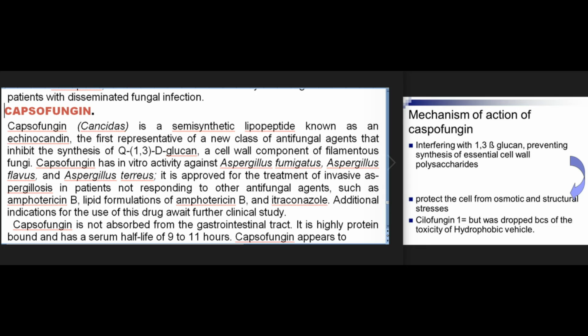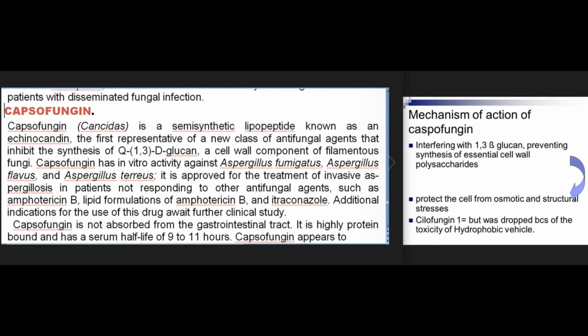Caspofungin. Caspofungin, Cancidas, is a semi-synthetic lipopeptide known as an echinocandin, the first representative of a new class of antifungal agents that inhibit the synthesis of beta-1,3-D-glucan, a cell wall component of filamentous fungi. Caspofungin has in vitro activity against Aspergillus fumigatus, Aspergillus flavus, and Aspergillus terreus.